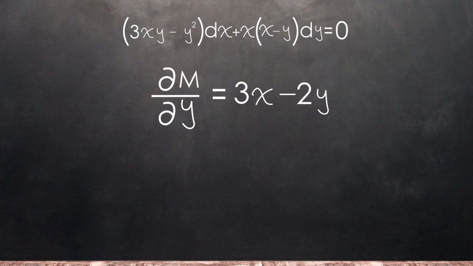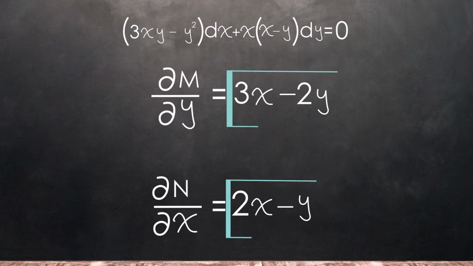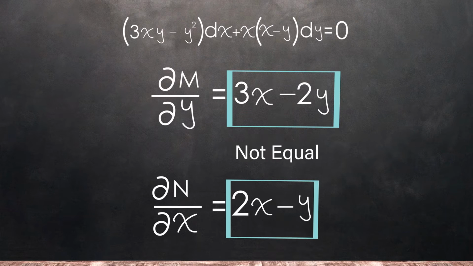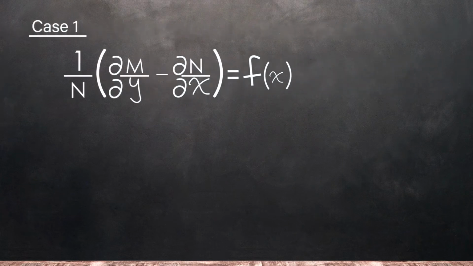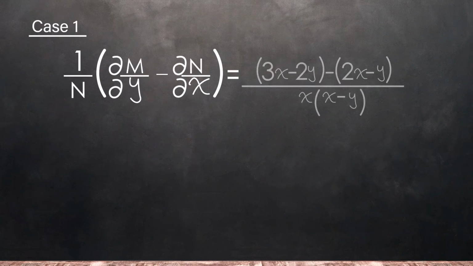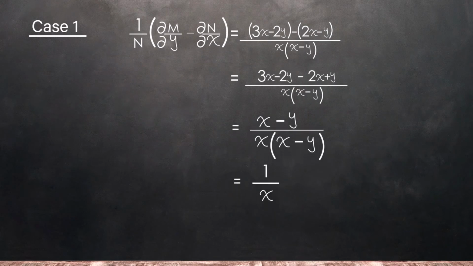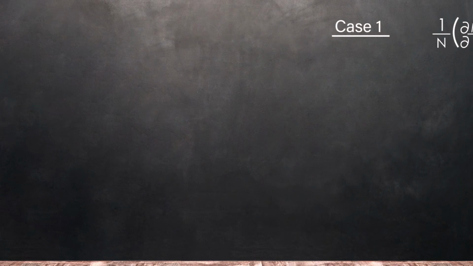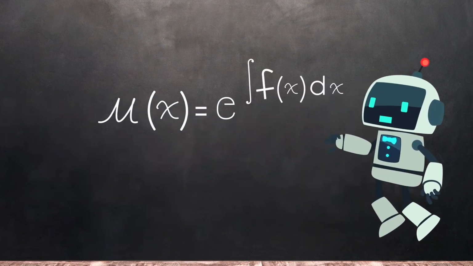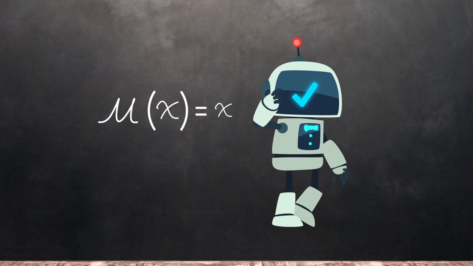When we check for exactness, we find that M and N's partial derivatives are not equal. So we check the criteria for case 1. This expression should be a function of x only after it's simplified. As we can see, our result is a function of x. Now we can plug 1 over x into the equation for the integrating factor. We get that mu of x is the function x.